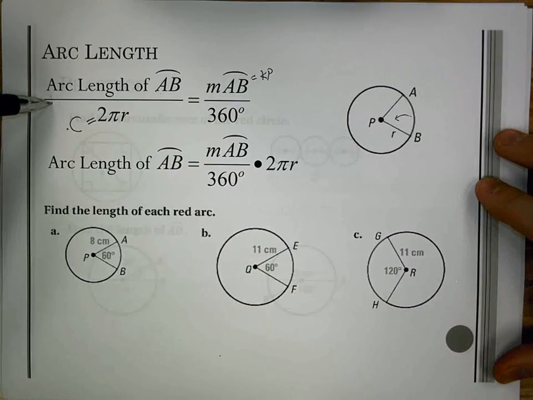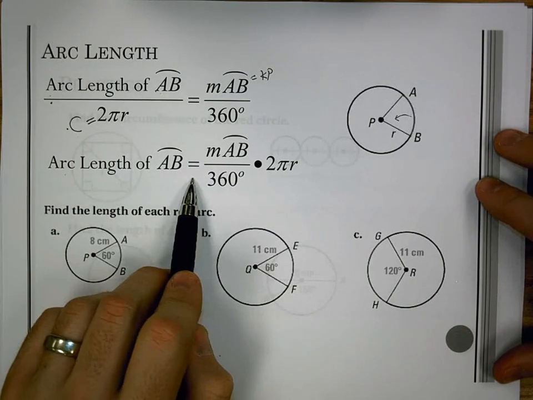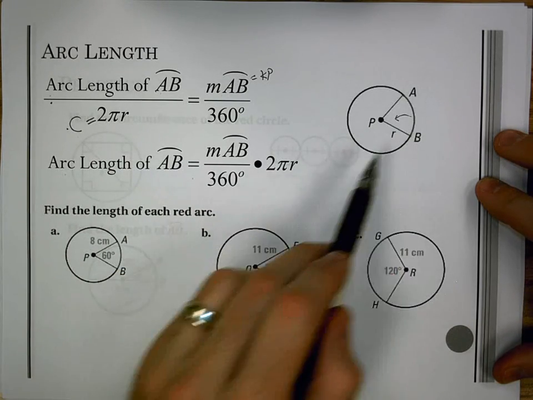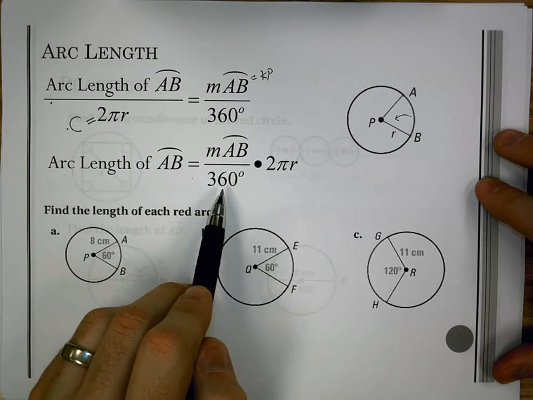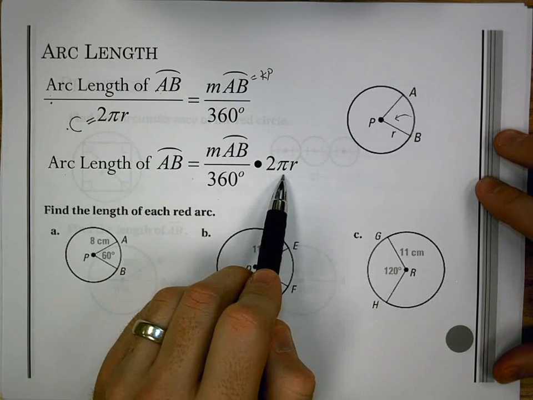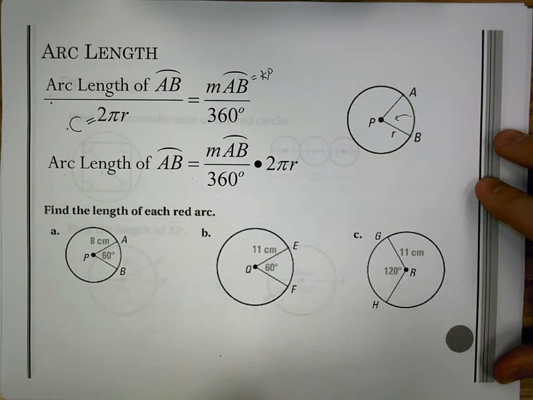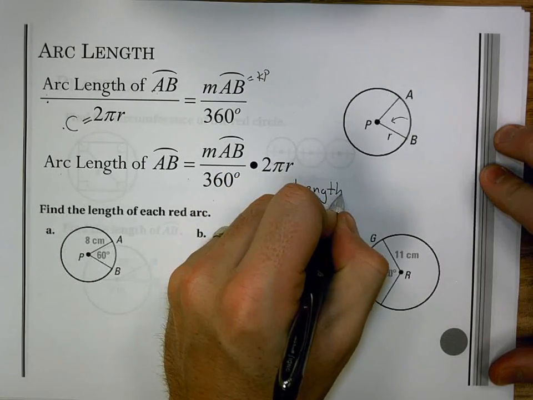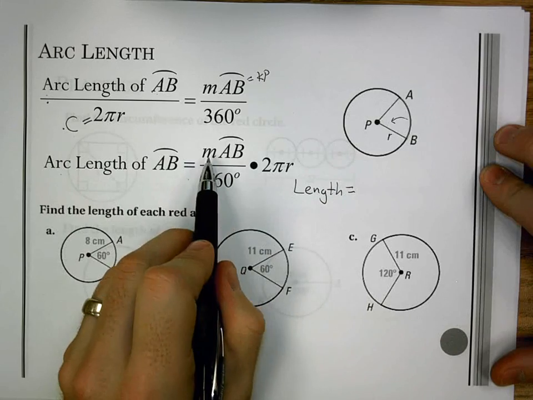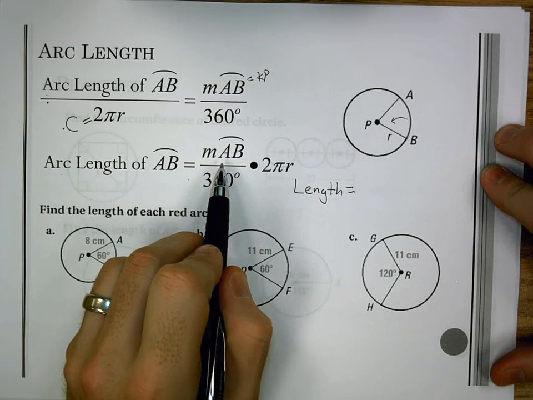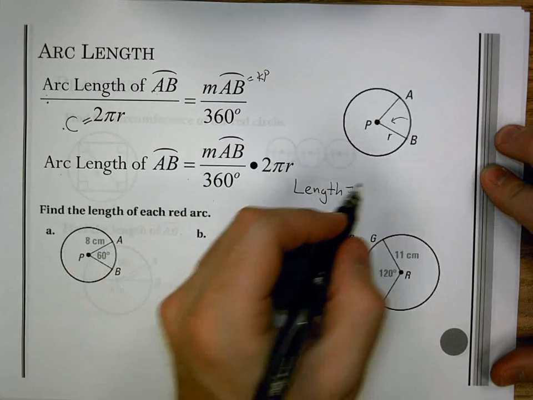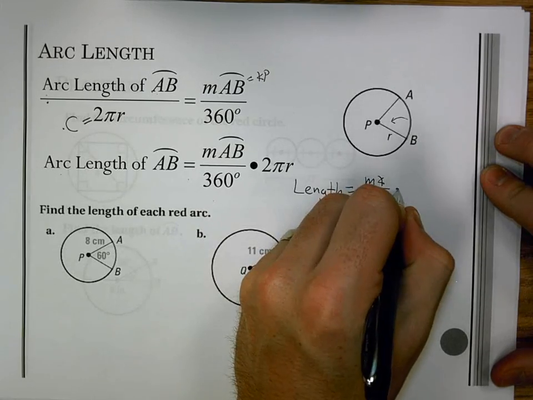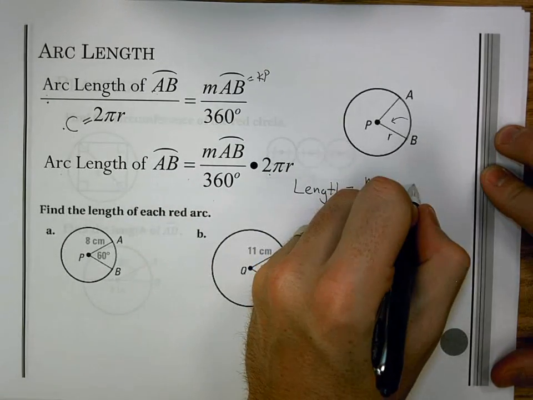Now, this we're not going to use, but it's key to get us to how we're going to find our actual arc length. We're going to say that the arc length of AB, or that distance from A to B, is equal to the measure of arc AB over 360 times 2 pi r. Now, I can make that a little more general. So if I look at the length of the arc, that's going to be the measure of AB, but typically it's going to be in degrees, and we want to think of that as the angle. So the measure of the angle over 360 times 2 pi r, which is the circumference.